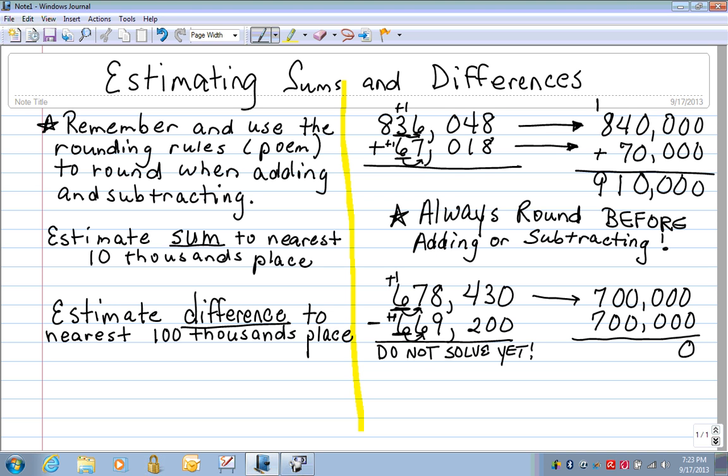Remember, always round before adding or subtracting. Told you we were going to write it twice because it is that important.